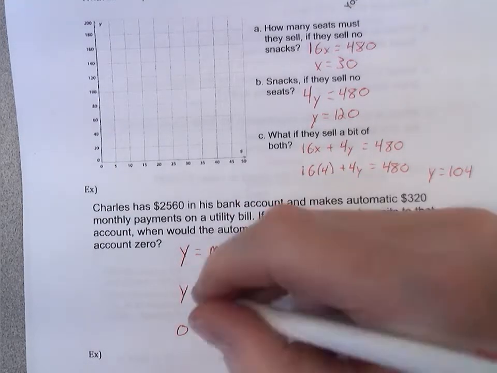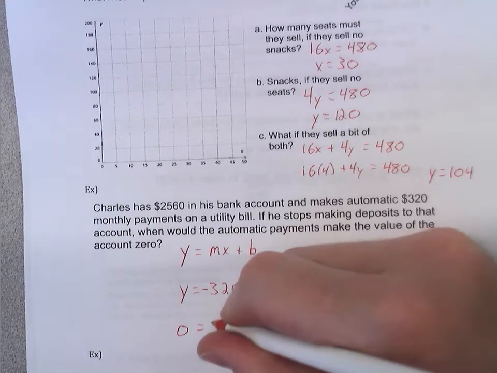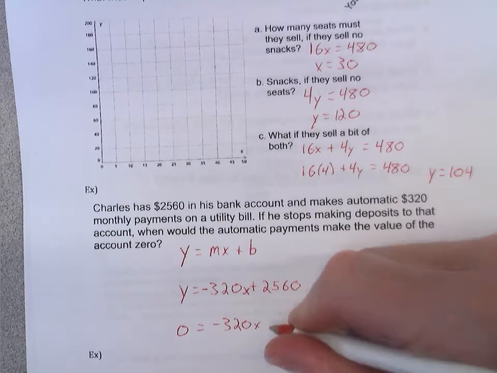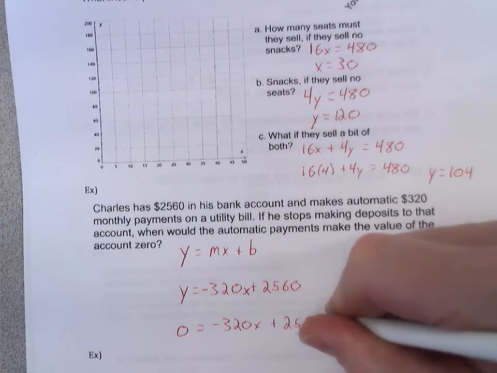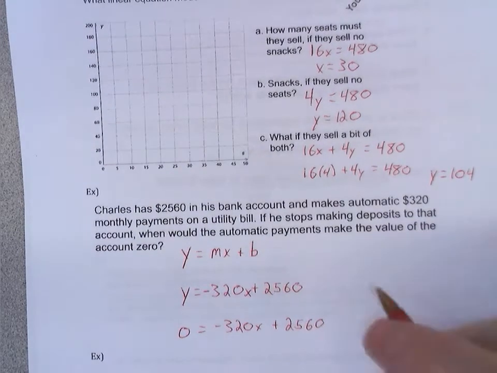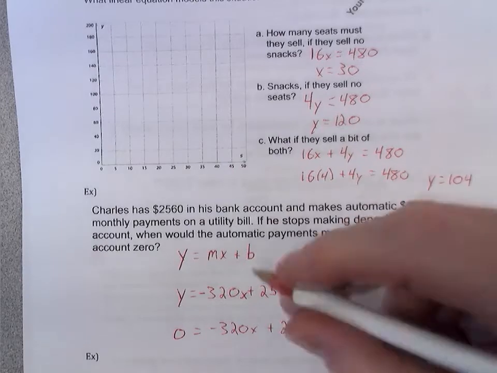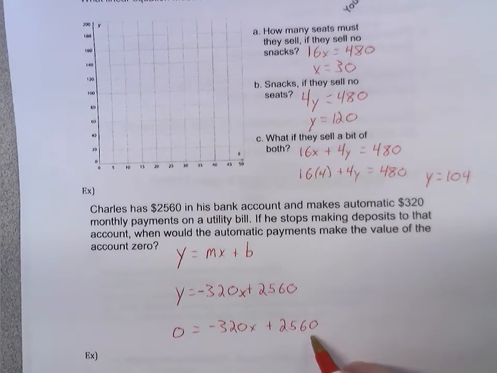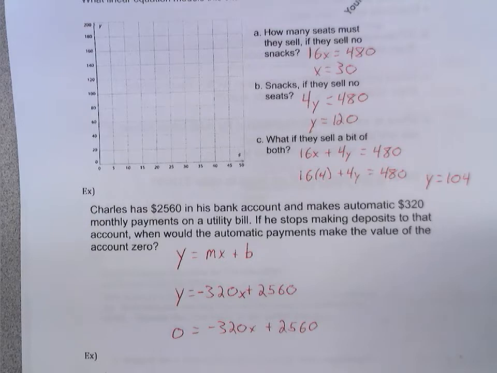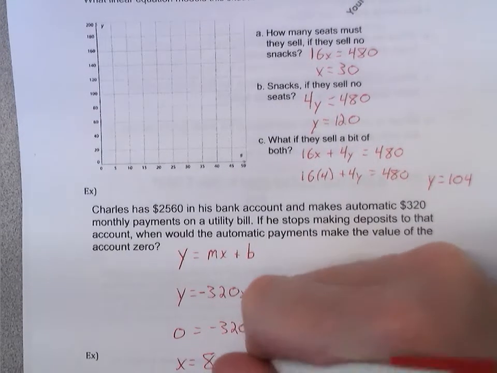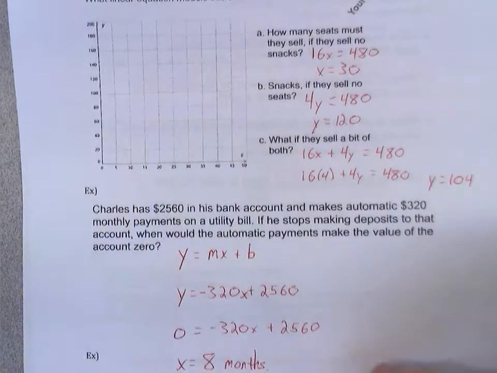So we can simply put 0 into the equation. 0 equals negative 320x plus $2,560. And so now we can go through and actually solve for x. So I'm going to subtract 2,560 from both sides and then divide by 320, and we get that x equals 8 months. And that should be our time. Okay? All right.